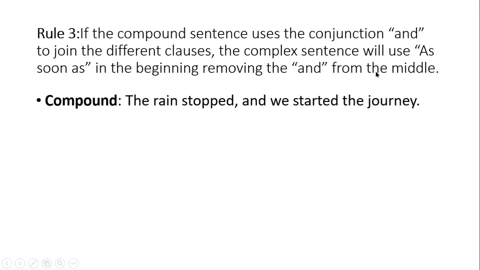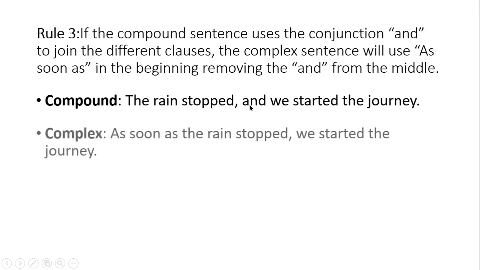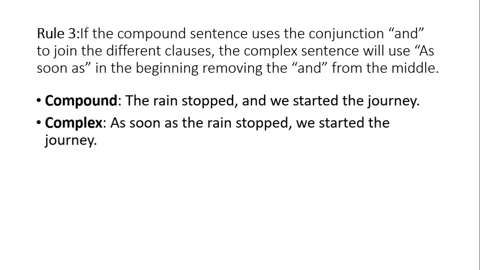Okay, here you see the example. The rain stopped and we started the journey. So dear boys, here you can see the conjunction and in the middle of the sentence. To join two clauses, we have used and here. When we want to join two similar types of clauses, then we use and. So the answer is as soon as the rain stopped.